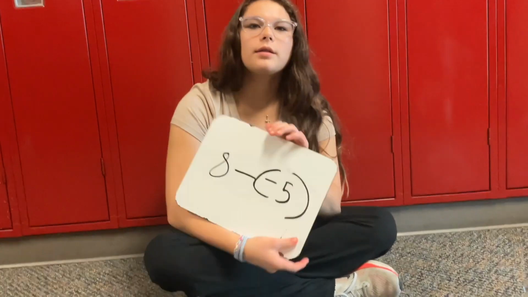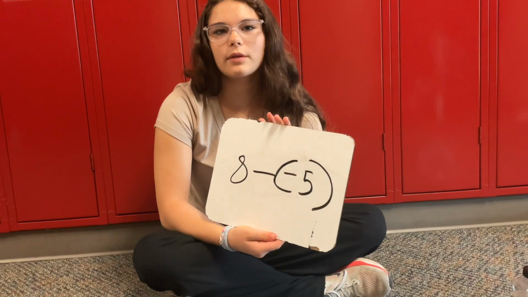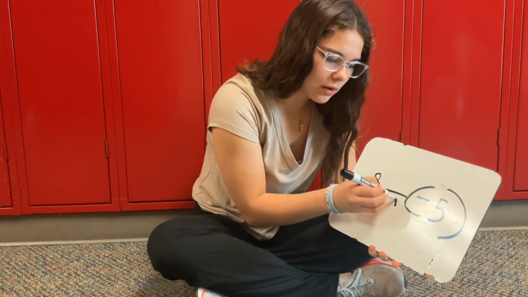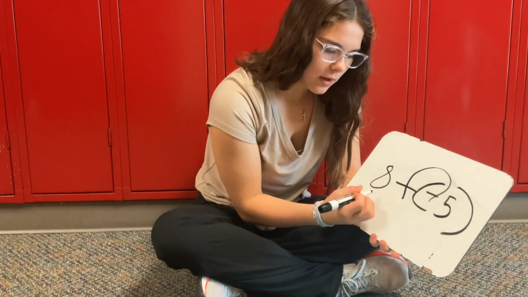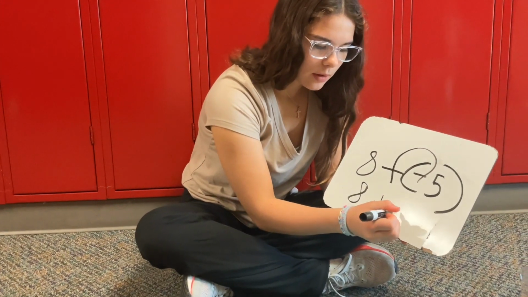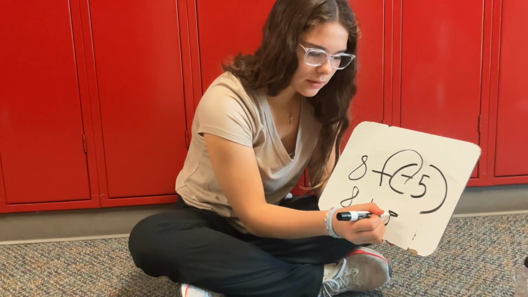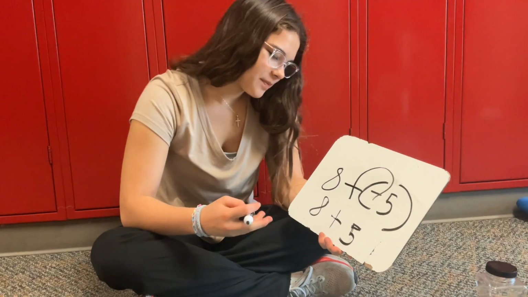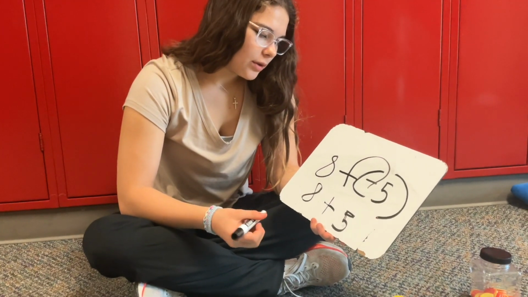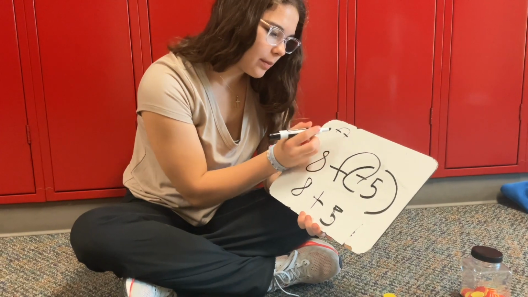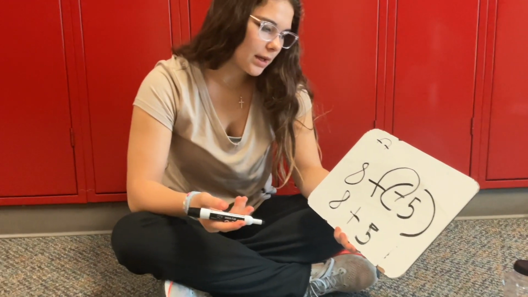I'm doing the problem 8 minus -5. What we do first is we make a line from here. Then you'd rewrite the problem as 8 plus 5. The reason why you do that is because if it's negative, you could just make a line to make it a positive, because it would equal the exact same thing.